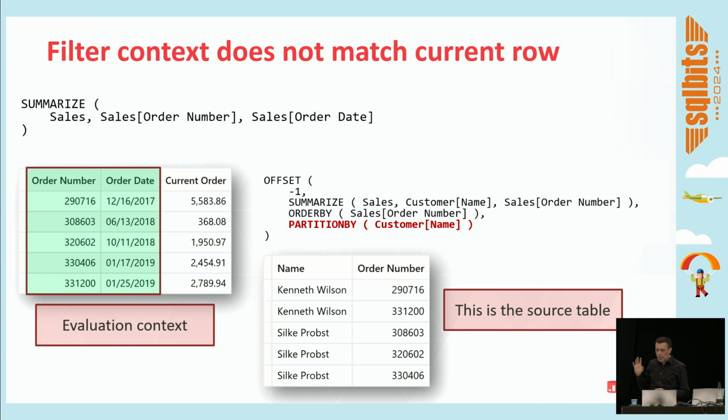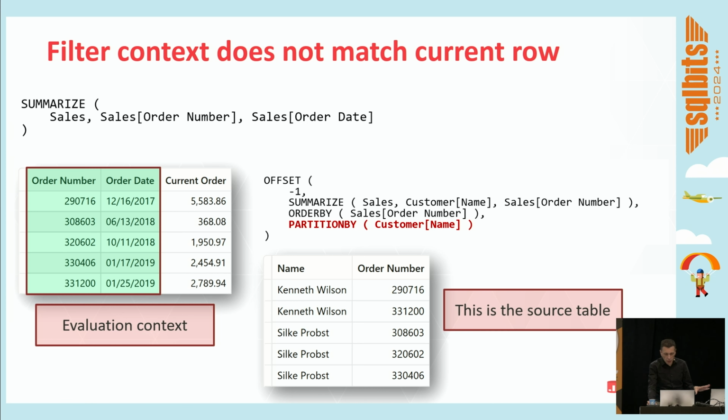Now, the evaluation context that we had before summarize was order number, order date, current order. But because current order is the result of a measure, it doesn't count. For the filter context, only the columns that belong to the model are moved into the filter context. So let's say that this is the filter context we had at the beginning, only this area here. Okay, this is the evaluation context, the filter context.